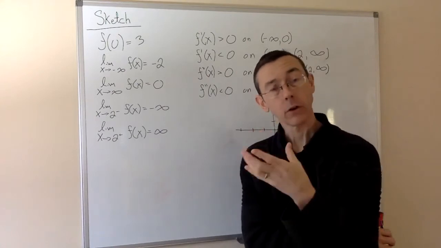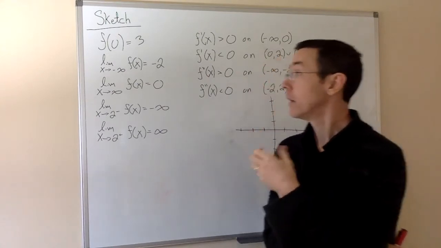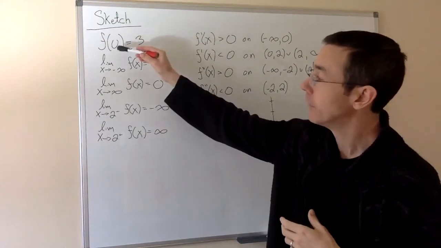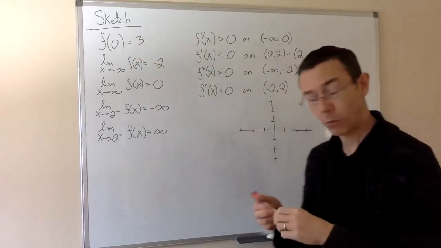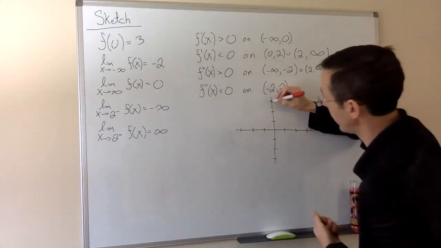As usual, I'm going to start with what I know about the function itself. For instance, I'm told that f of 0 is 3. So when x is 0, y is 3. That's just a point I can plot on the graph right there.